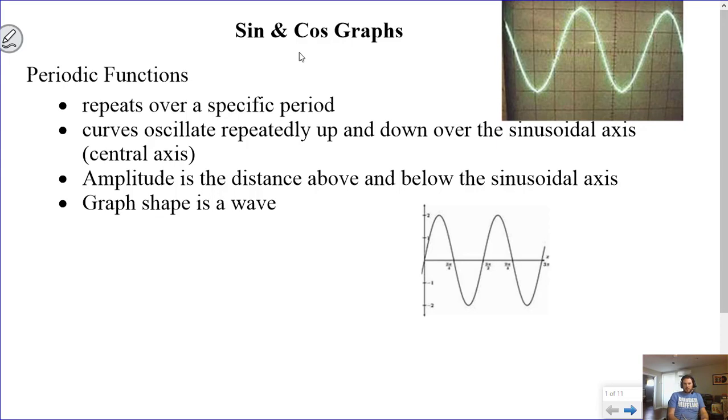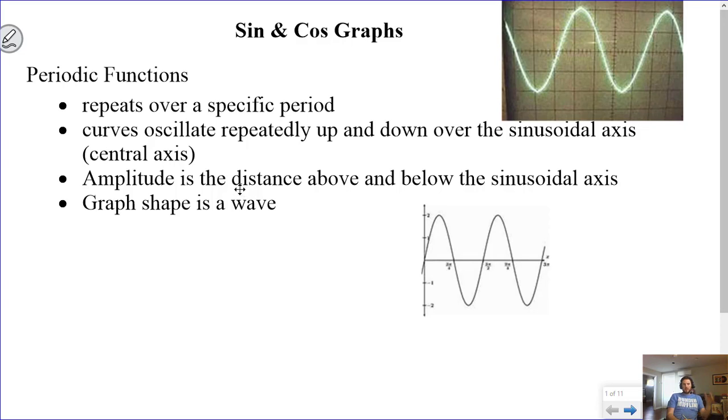When we go to graph these trig functions, what we're going to find for sine and cosine functions is that they have a lot of similarities, and their graphs are going to look very similar as well. Tangent's going to be a little different, but we're going to stick with sine and cosine for now. When you graph a sine or cosine function, what you end up getting is something called a periodic function. A periodic function is a function that repeats over a specific period.